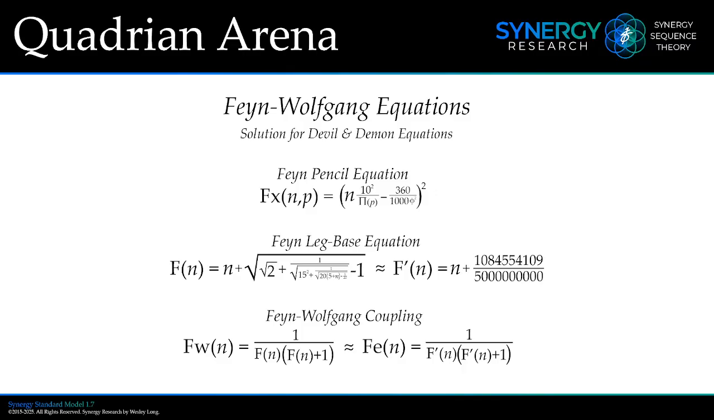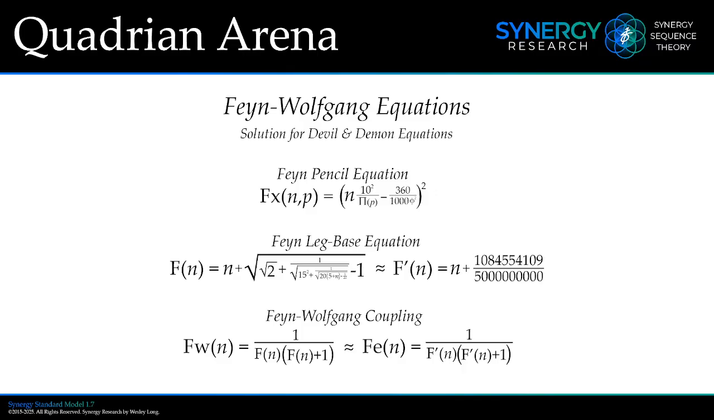The constant 360 is angular, a full circle. Dividing by phi 2 invokes golden proportion resonance. The equation as a whole describes a frequency-based energy square, precisely the kind of structure you'd expect to underlie constants like A or mu. This is the pencil because it draws the triangle, the path between nodes in the quadrian field.